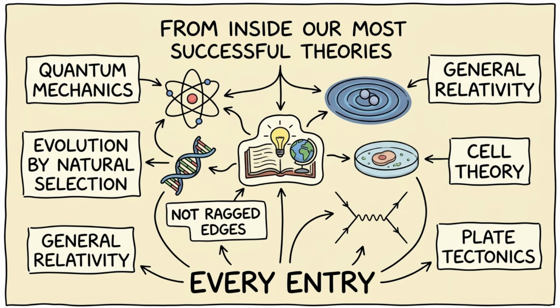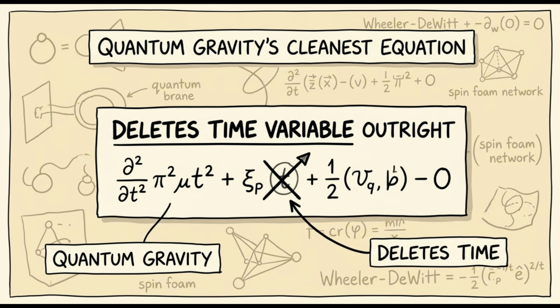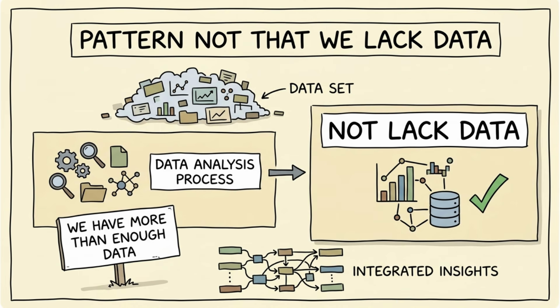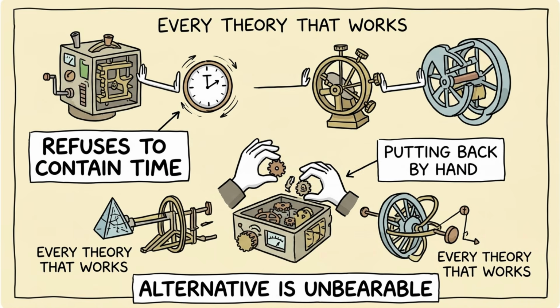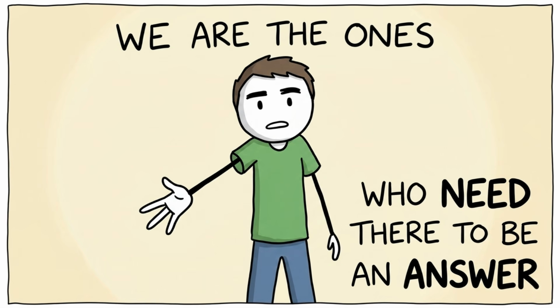Every entry on this list came from inside our most successful theories, not from their ragged edges. Relativity is the most precisely confirmed framework in the history of science, and it deletes the universal present. Quantum gravity's cleanest equation deletes the time variable outright. Thermodynamics gives the arrow and admits it is counting. The pattern is not that we lack data about time. The pattern is that every theory that works refuses to contain it, and we keep putting it back by hand because the alternative is unbearable. The universe is not confused about what time it is. We are the ones who need there to be an answer.